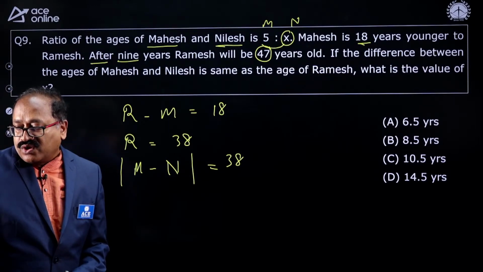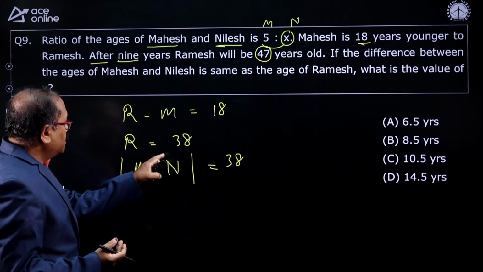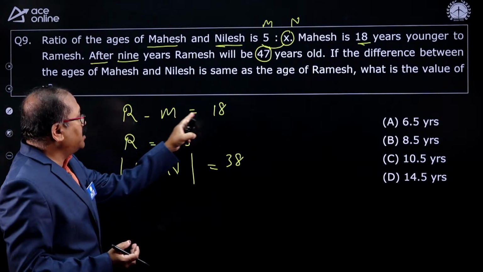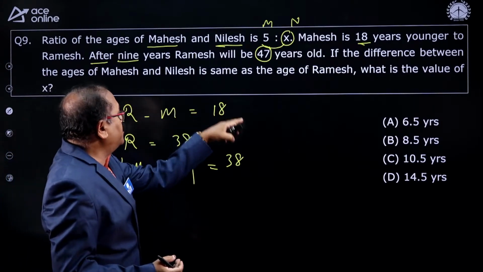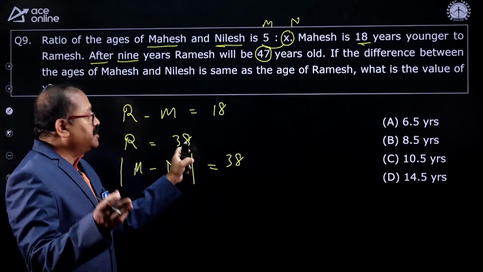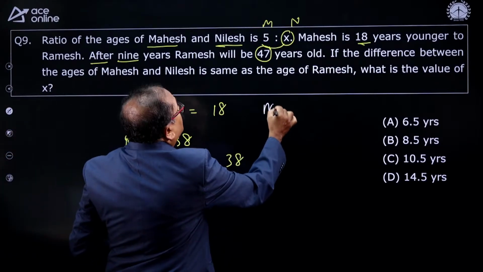Let us look at this once. Here I already know that Ramesh's age is 38 and the M is 18. So, what is M? The M will go to the other side. So, R minus 18. R is 38, 38 minus 18 is 20. So M is equal to 20.